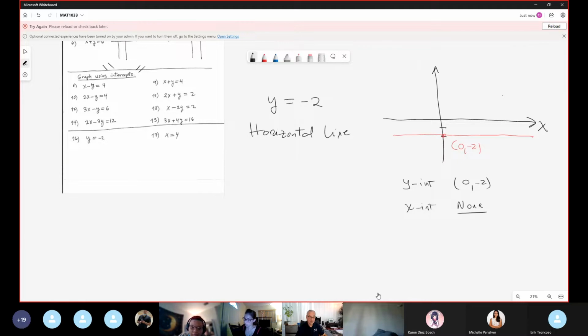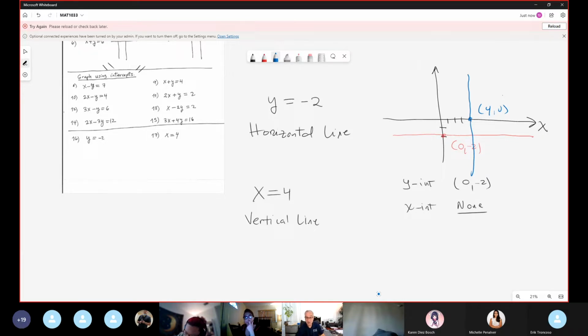And 17 is similar, but in another sense, because x equals 4 represents a vertical line. A vertical line passing through 4: 1, 2, 3, 4. Now it's vertical, like that. So it's obvious that the x-intercept is the point (4, 0). Now I understand the horizontal line, so the vertical one is undefined.